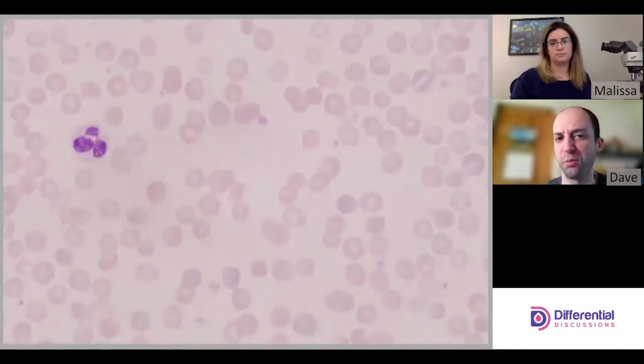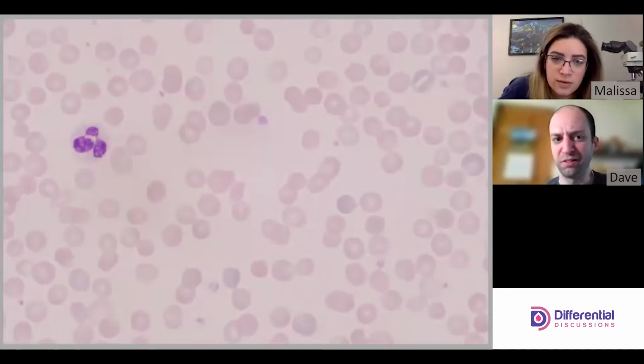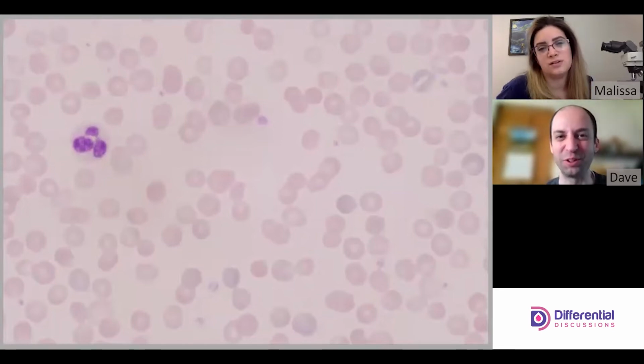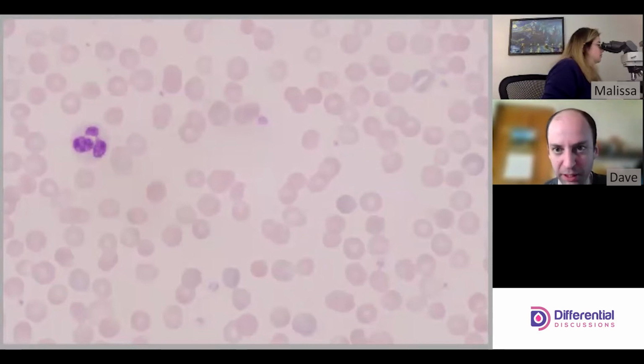The neutrophil almost looks hypogranular, huh? It does. I wonder if it's actually hypogranular or if the stain is just kind of... Might be an older slide, yeah. Not very good. Get some platelets in the field too.